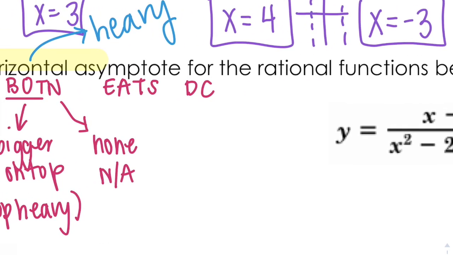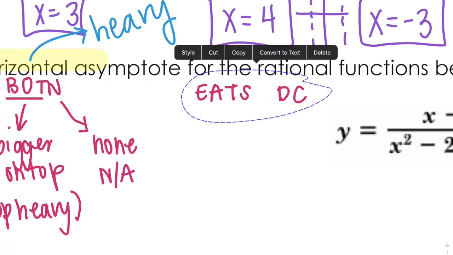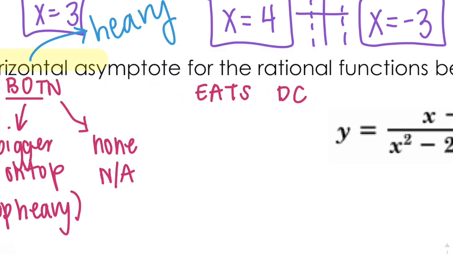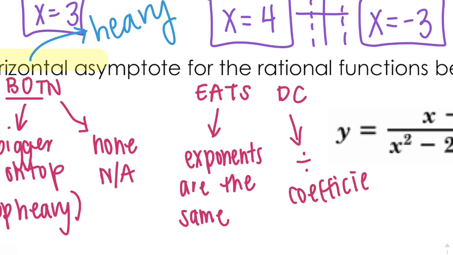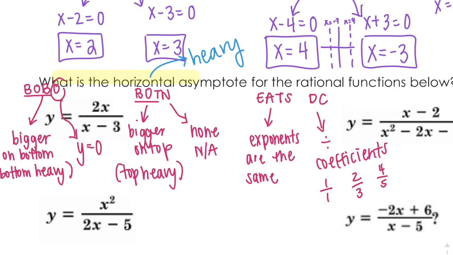Okay, eats DC stands for if your exponents are the same, you divide your coefficients. Like that 2/3, or 1 over 1, 2 over 3, could be 4 over 5, could be 5 over 5. So Bobo Bond eats DC.